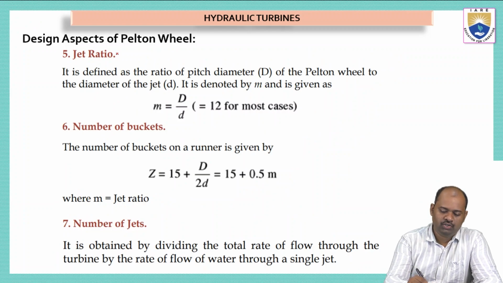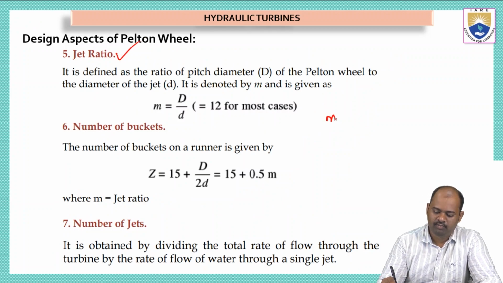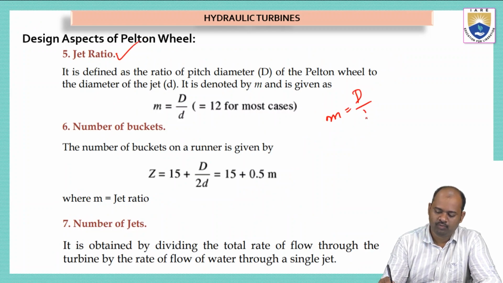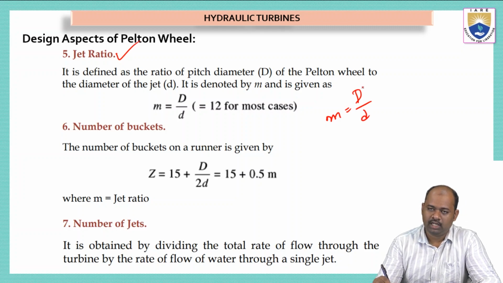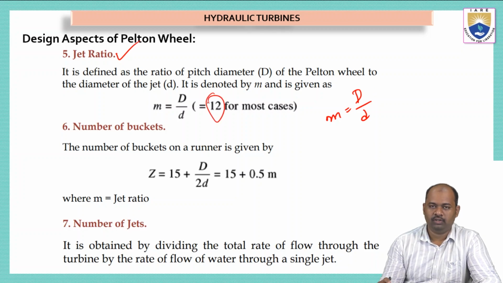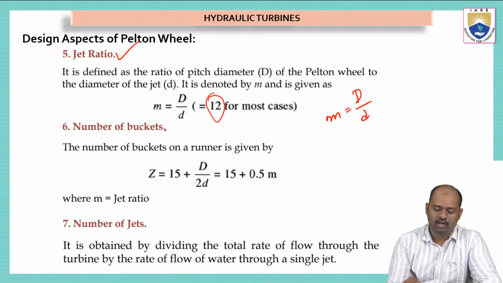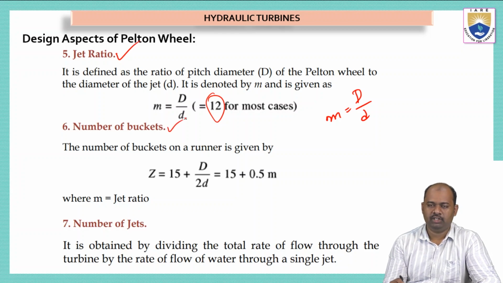And we have the jet ratio. The jet ratio is nothing but small m is equal to capital D divided by small d. Capital D stands for the diameter of the turbine runner and small d is the diameter of the jet. And it is mostly taken as 12 for most of the cases, and also depending on the design problem, we have to take this around 12. And then we have another formula for number of buckets, which is already discussed.